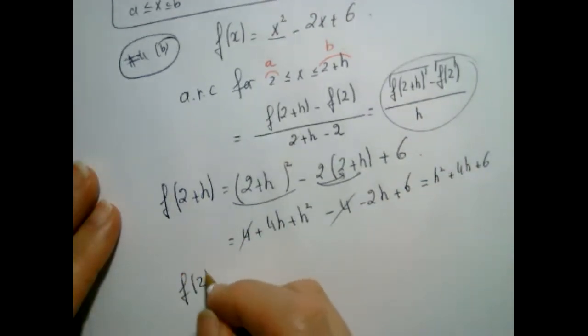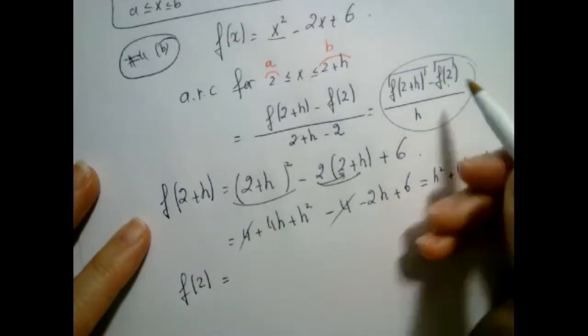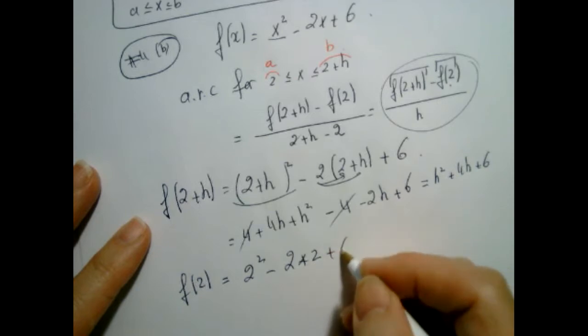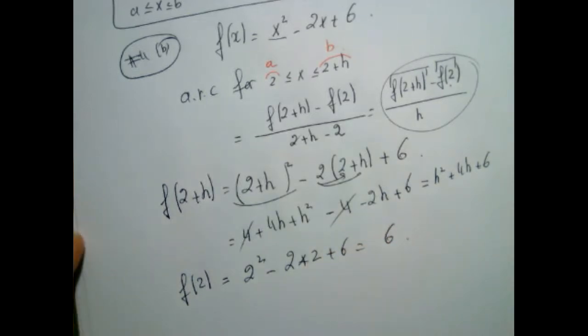F of 2. Okay, f of 2 is, I plug in 2, which is 2 squared, minus 2 times 2, plus 6, which is equal to 6.